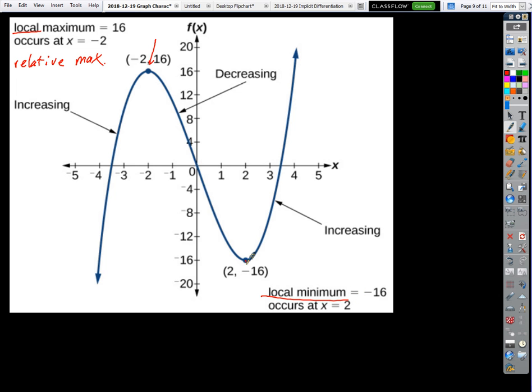Everybody get the idea? Okay. For now, that's all we need to spend on this. So this is a transition between decreasing and increasing. A local minimum just means he's going from decreasing to increasing. Okay? Go. We can work on this stuff.